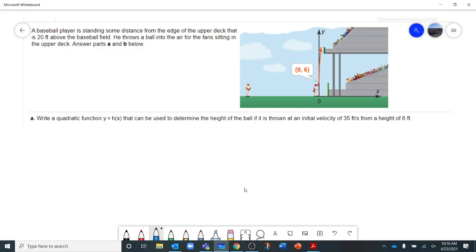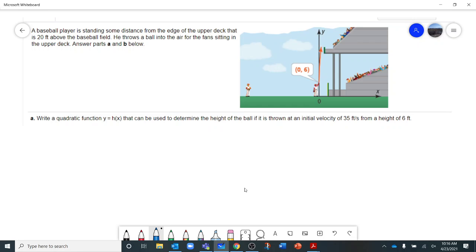Write a quadratic function, y equals h of x, so h of x equals something, that can be used to determine the height of the ball if it is thrown at an initial velocity of 35 feet per second and an initial height of 6 feet. You can pause the video and come back to it. I think that's always a good idea.